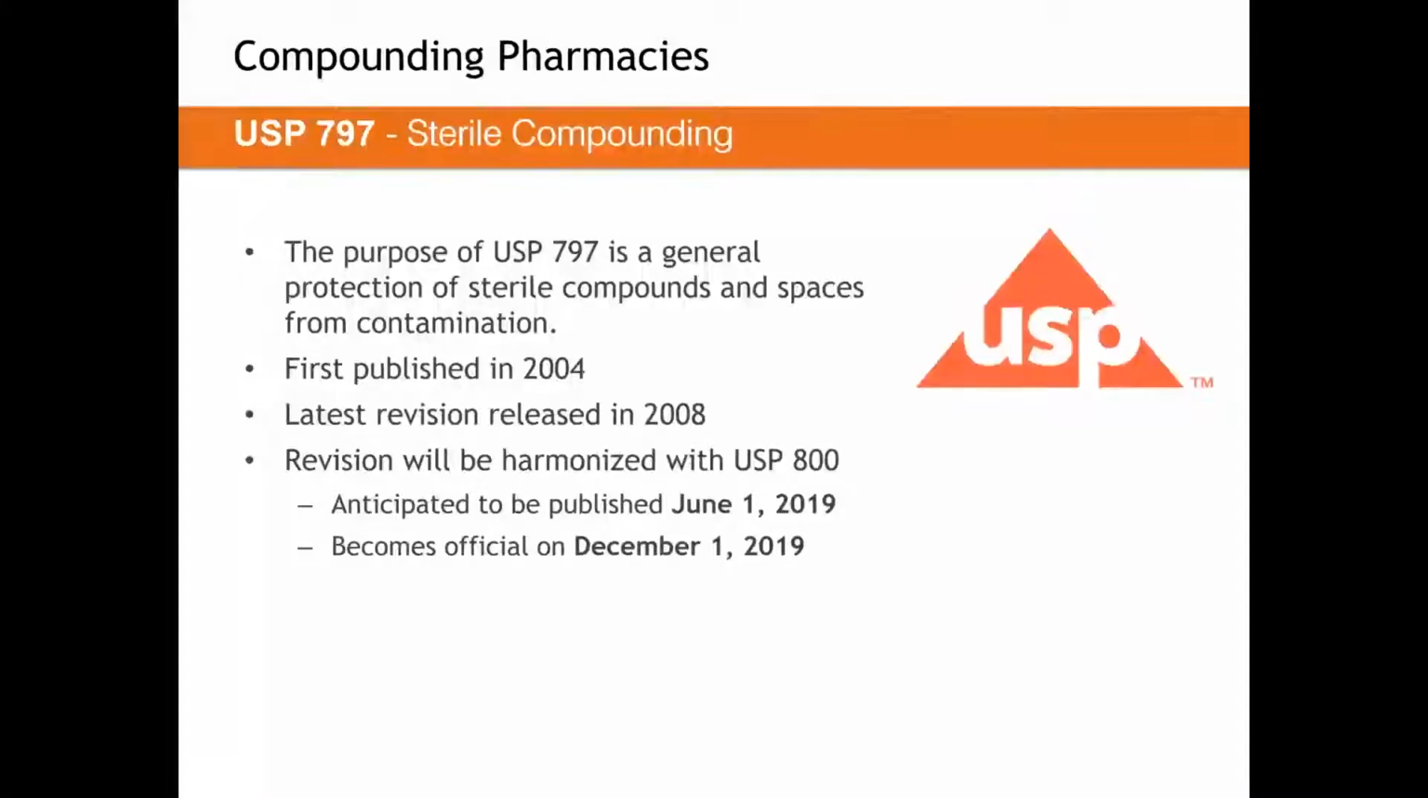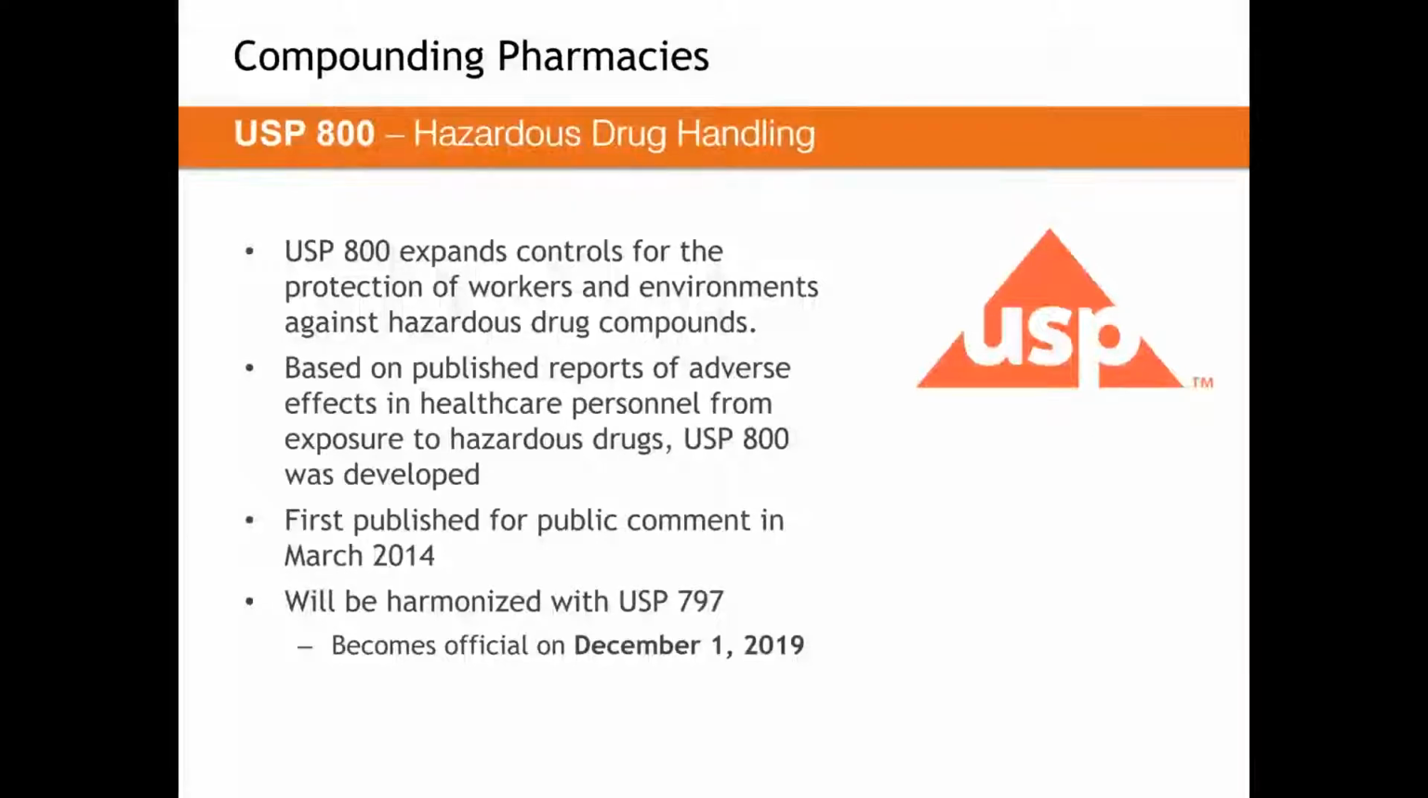So now let's talk about these 2 standards, USP 797 and USP 800. USP 797 is the general protection of sterile compounds and spaces from contamination. This was first released in 2004. It will be rectified with USP 800 later this year. The date for now is December 1st, 2019. So that's for sterile compounding. USP 800 is for the handling of hazardous drugs.